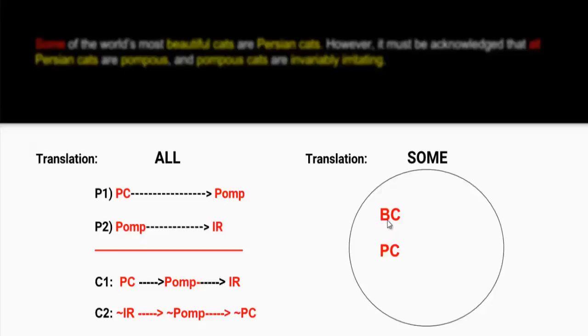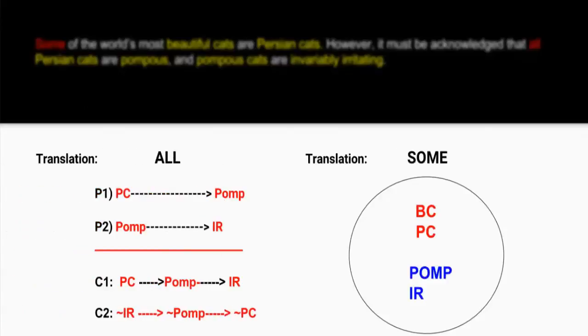Okay, so let's take a look. BC, does BC trigger anything? No, it does not. Does PC trigger anything? Yes, it does. It triggers two other variables. It triggers pompous and, invariably, irritating. So now let's put it all together and see what we have.